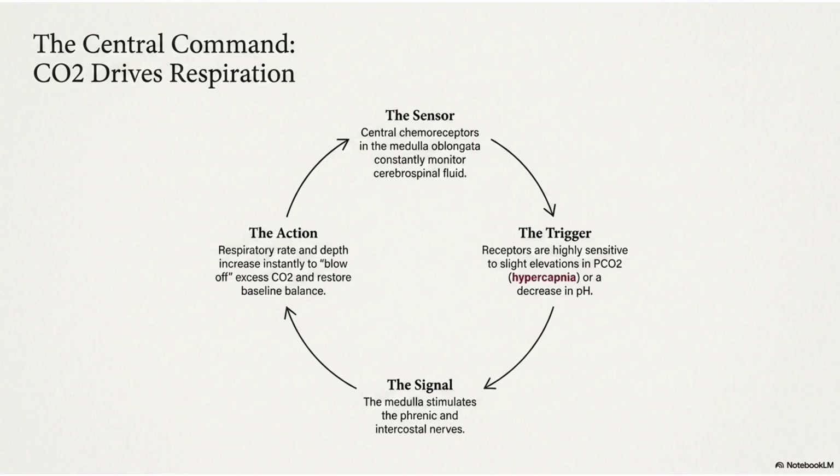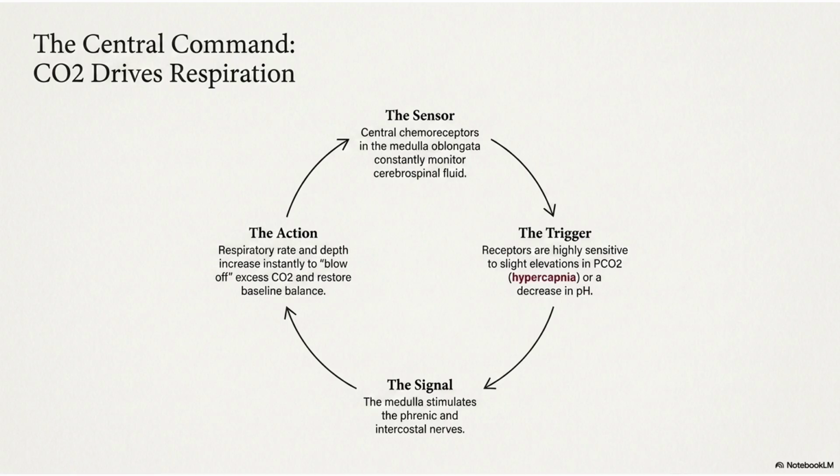Under normal conditions, CO2 drives respiration. Central chemoreceptors in the medulla constantly monitor the cerebrospinal fluid to maintain a proper pH. If they detect a slight elevation in PCO2, which is called hypercapnia, the medulla instantly signals your phrenic and intercostal nerves to increase the rate and depth of breathing to blow off the excess acid.